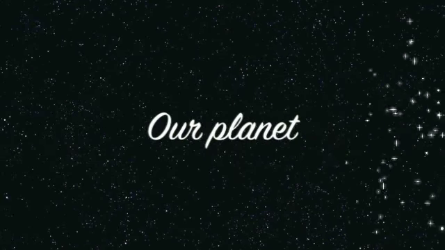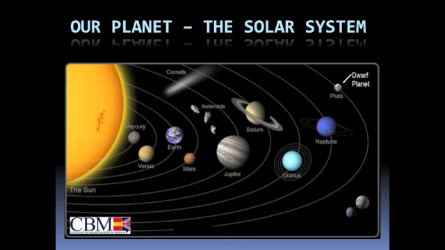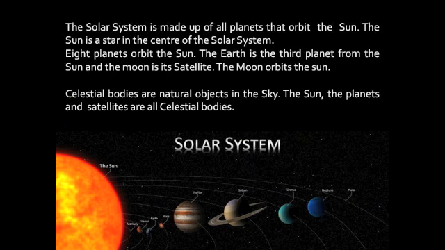Our planet, the solar system. The solar system is made up of all planets that orbit the Sun. The Sun is a star in the center of the solar system. 8 planets orbit the Sun. The Earth is the 3rd planet from the Sun, and the Moon is its satellite. The Moon orbits the Sun.